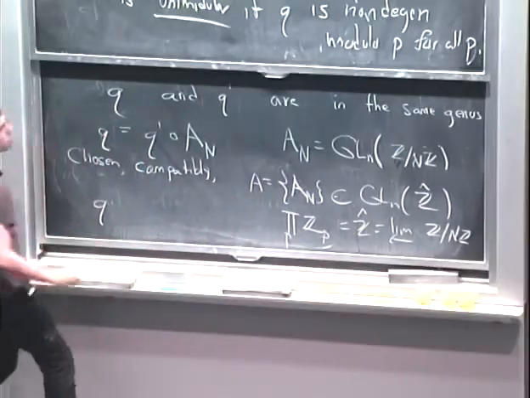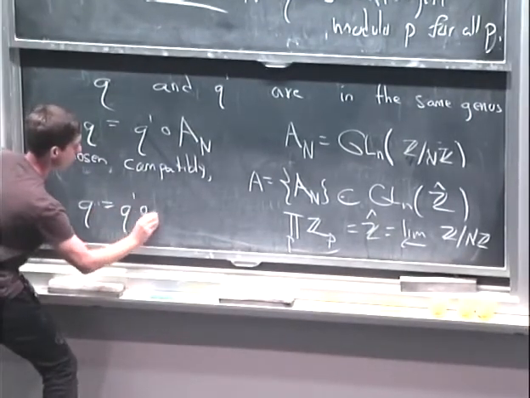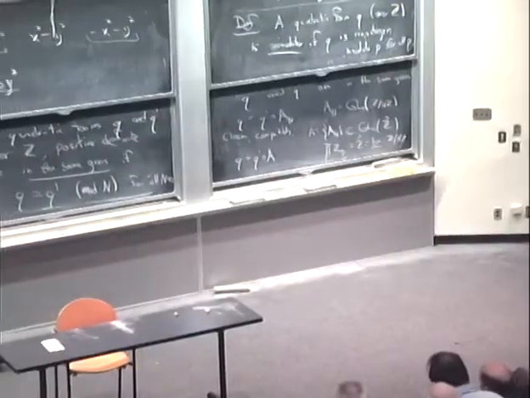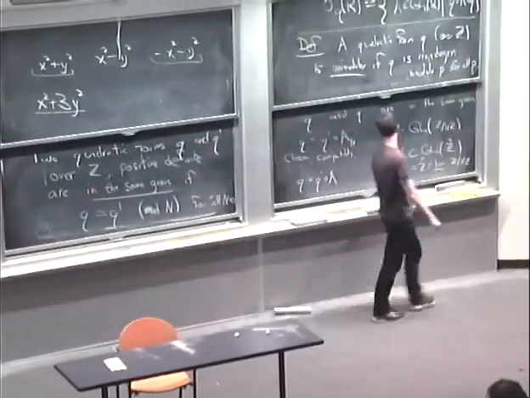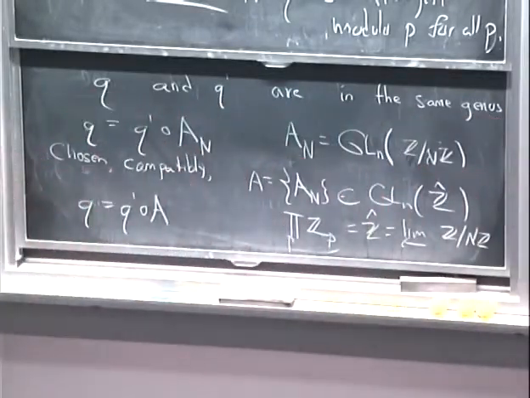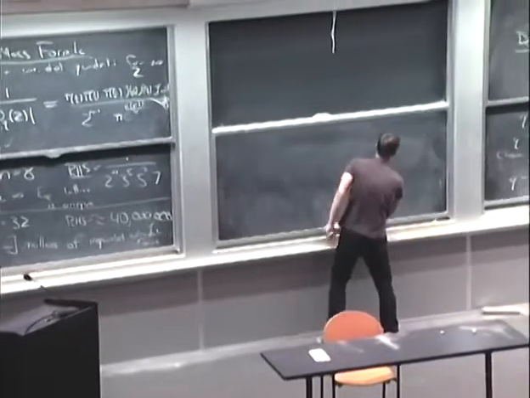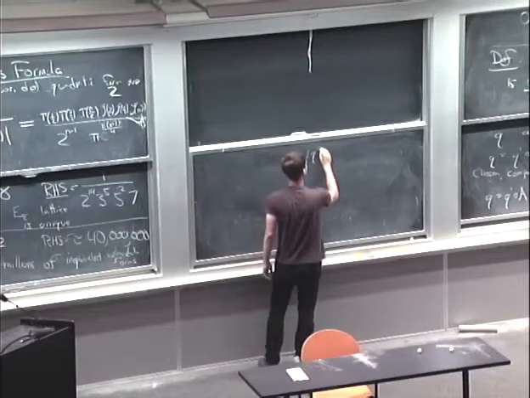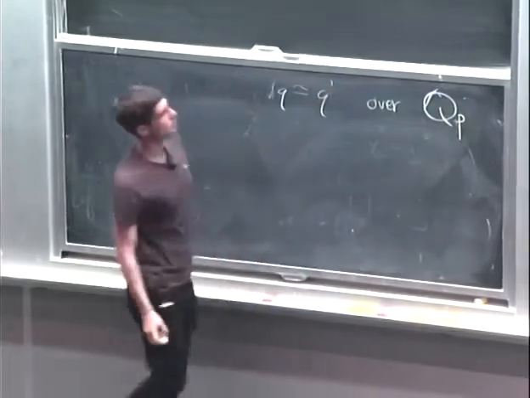And then we learn that Q and Q prime, they're equivalent over the ring Z hat. So Q is Q prime composed with A. This is now a linear transformation over the ring Z hat. So maybe they're not equivalent over Z, but they're definitely equivalent over Z hat. And therefore, they must be equivalent over the p-adic integers for every prime number p. All right. Well, this tells me that Q is equivalent to Q prime over the p-adic rationals for every prime number p.